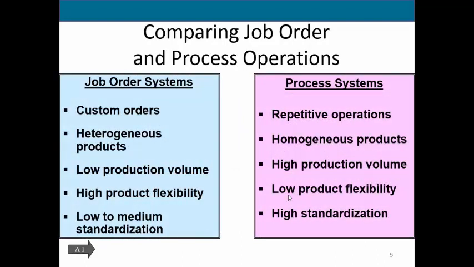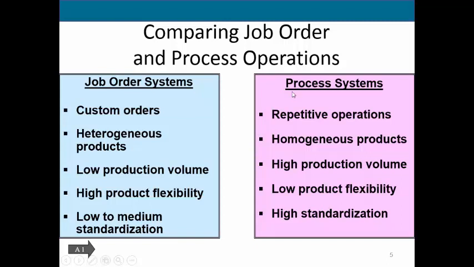If we want to compare the two different methods, under a job order system, we're looking at custom orders that are made specific to our customer. So they're typically going to be produced in lower volume. These are usually more high-cost things, so we're not producing them quite as quickly. There's a lot of flexibility in what we make. Therefore, there is low to medium standardization, meaning whatever the customer wants, we can flex and make it work that way.